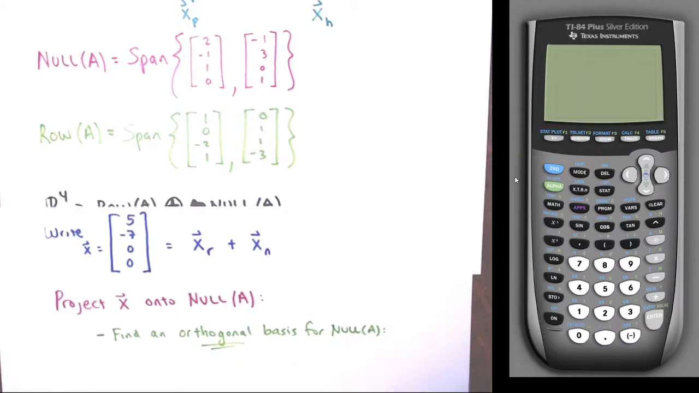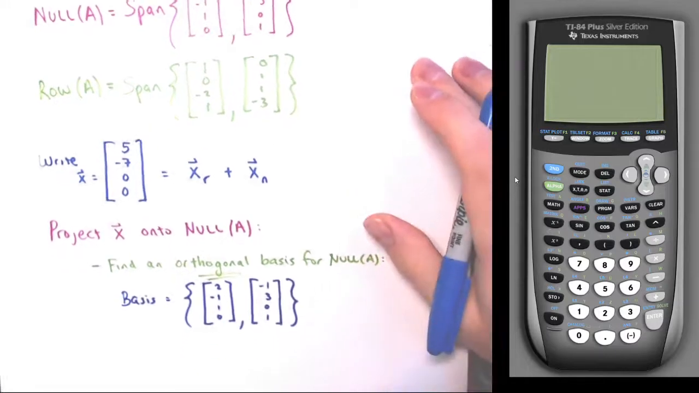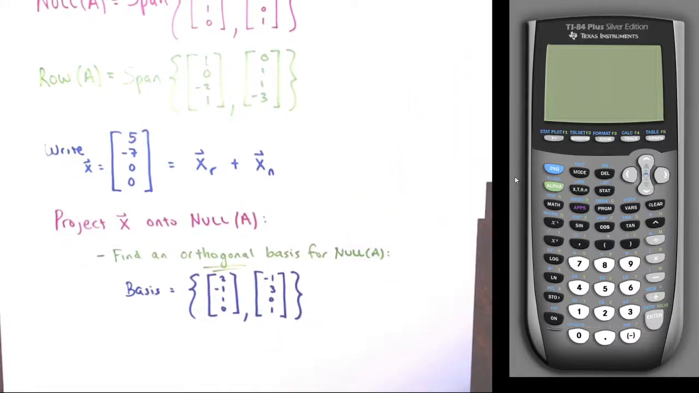So I have a basis here, right? A basis for the null space is this set with the vector 2, negative 1, 1, 0, and the vector negative 1, 3, 0, 1. And the question is, is this an orthogonal basis for the null space? I'll take their dot product. That'd be negative 2 minus 3 is negative 5 plus 0 plus 0. The dot product is negative 5, not 0. So this is not an orthogonal basis.